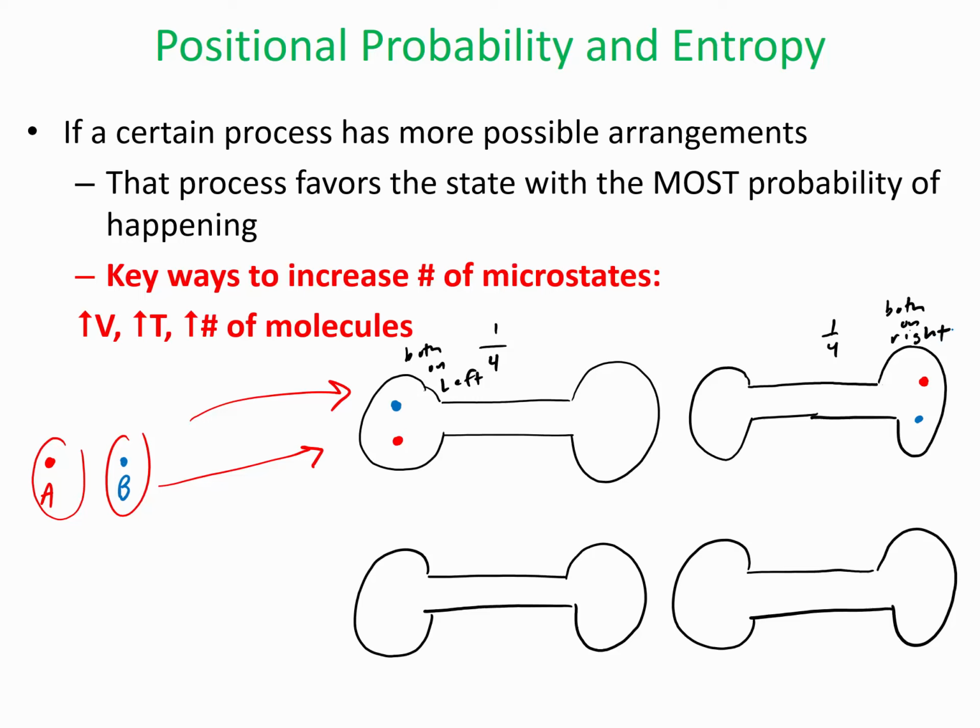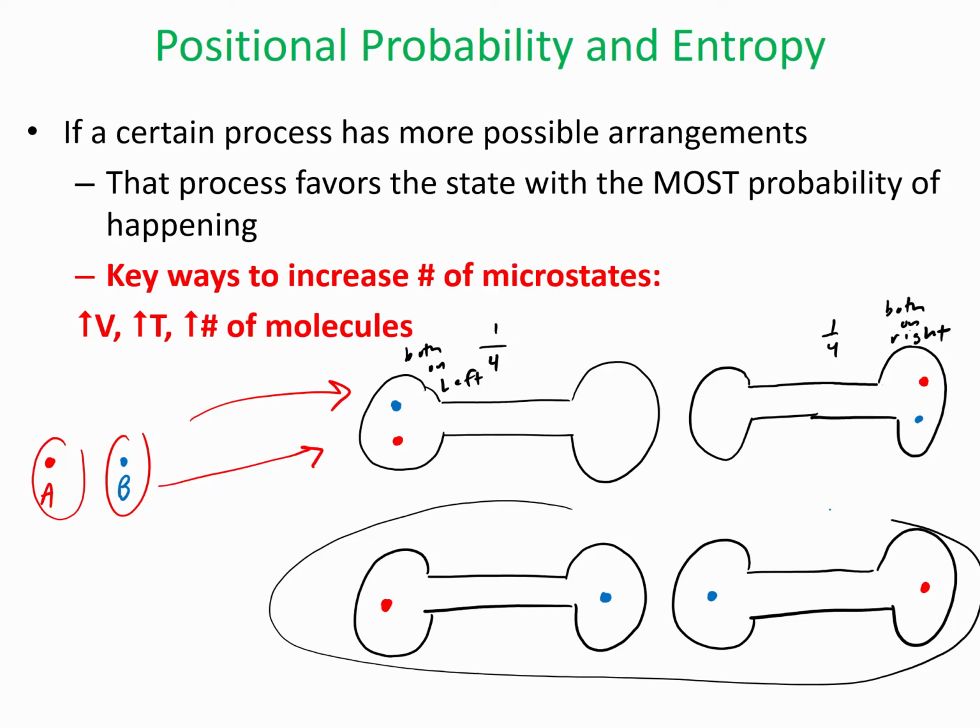But there are actually two arrangements where A and B are distributed throughout the container. There's one on each side here, and then B could be here and A could be here. So there are actually two out of four arrangements where the molecules are mixed, one on each side.